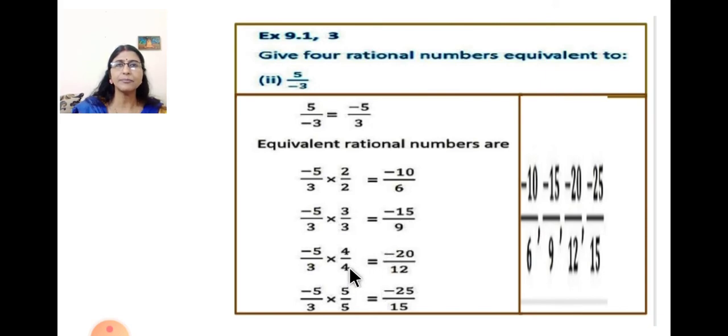Here you can see both numerator and denominator are multiplied by 4, so you'll get minus 20 upon 12, and the last one is minus 25 upon 15. So these all are the equivalent fractions. This way you can find out many. Here they have asked for 4 rational numbers, so we have written 4 rational numbers. If you want, you can find many rational numbers.